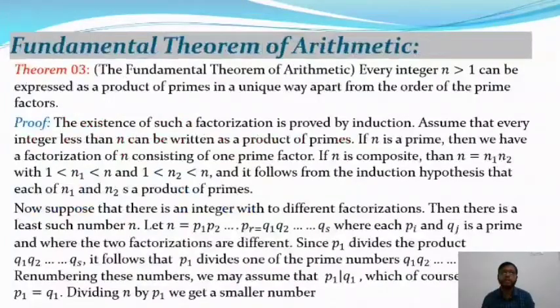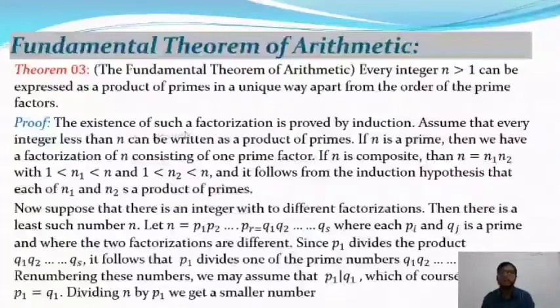Now move on to the next theorem, the fundamental theorem of arithmetic, and this is the third theorem. Any integer greater than 1 can be expressed as a product of primes in a unique way, apart from the order of the prime factors. This is called the fundamental theorem of arithmetic. So here is the proof of the above theorem.